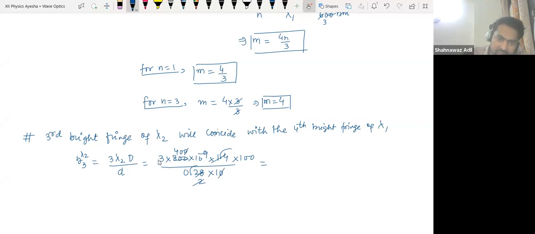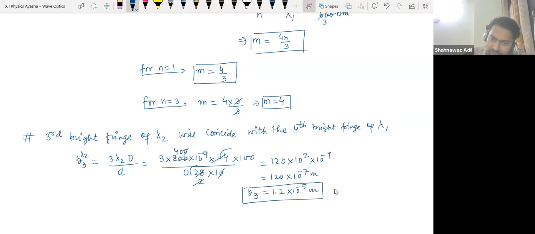So this is how much? 4 threes are 12, 120 into this is 10 to the power 2 and 10 to the power minus 9. So we can write this thing as 120 into 10 to the power minus 7 meters, which is 1.2 into 10 to the power minus 5 meters. So this is the third bright fringe of lambda 2, right? The higher wavelength.